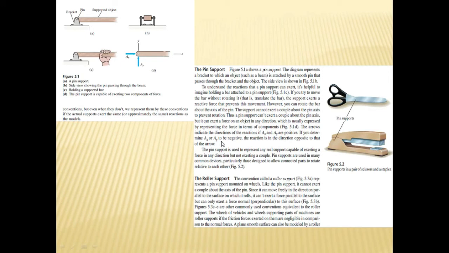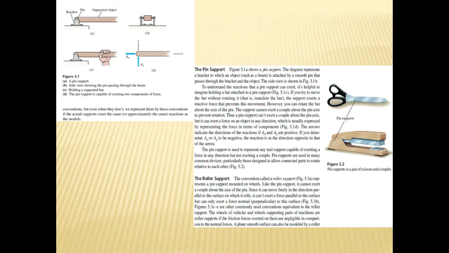If you determine Ax and Ay to be negative, the reactions are in the direction opposite to that of the arrow. So these reactions Ax and Ay, if you calculate, this will be your main aim, to calculate these reactions Ax and Ay. You can assume, it is up to you, that Ax and Ay will always be positive. But when you solve your calculations and the result comes out to be, say, Ax or Ay both negative or any one of them negative, it means that the direction that you assumed was wrong. So you can assume a wrong direction, that's perfectly fine.